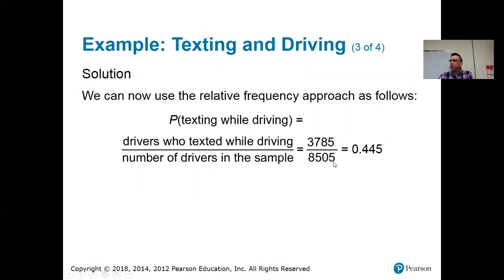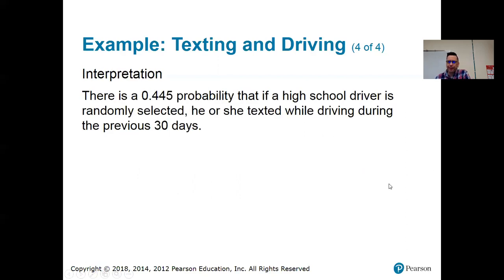And then remember, the rounding rule for probability is 3 significant digits. Okay. So sometimes in a probability, you have a few zeros after the decimal point. Those don't count. Significant digits start with the first number after the decimal point that is not a 0. Okay, so this would be 3 significant digits. Okay, so the probability that a high school driver is randomly selected, he or she texted while driving, is about 0.445. So there's about a 44.5% chance of picking someone who texted while driving.